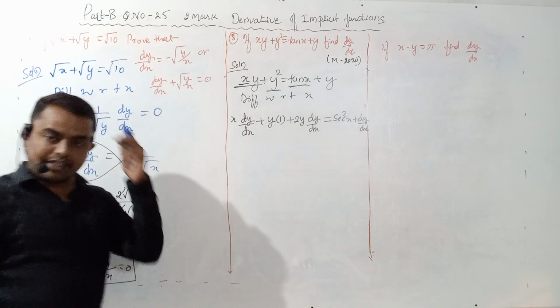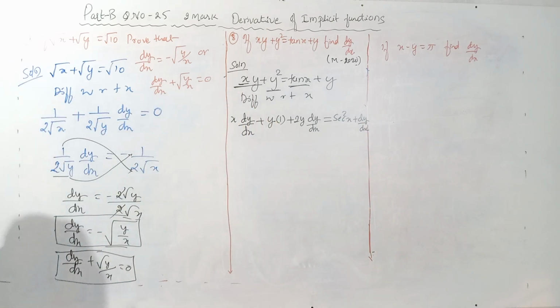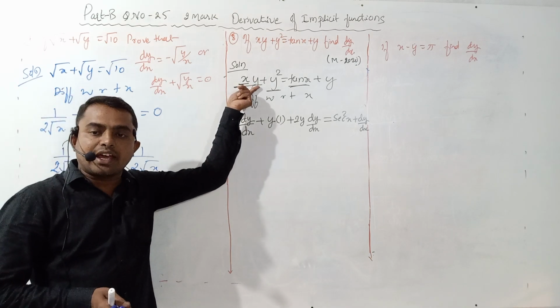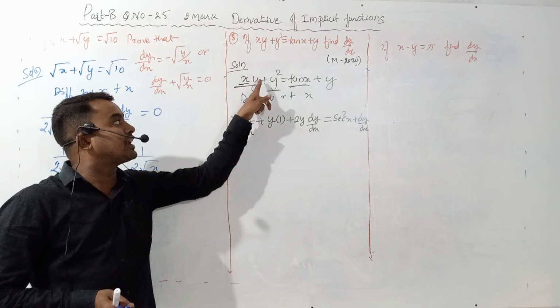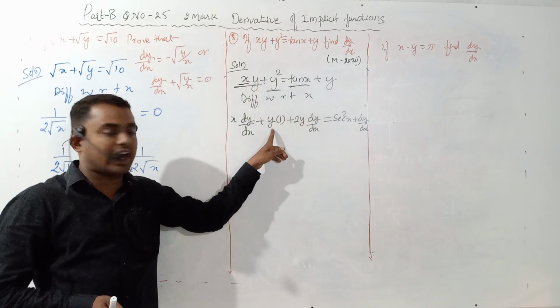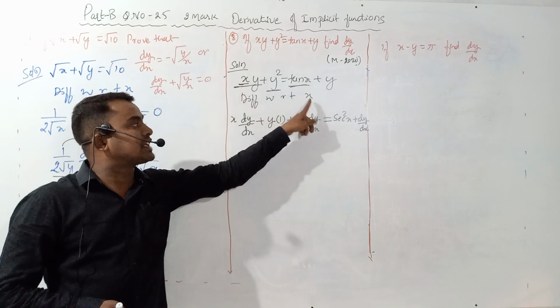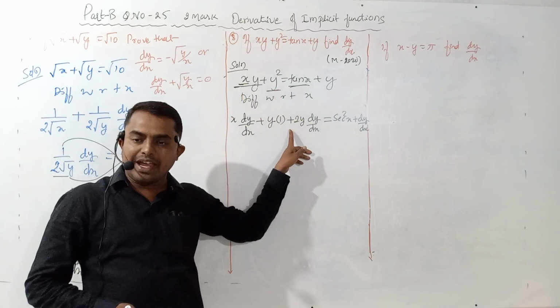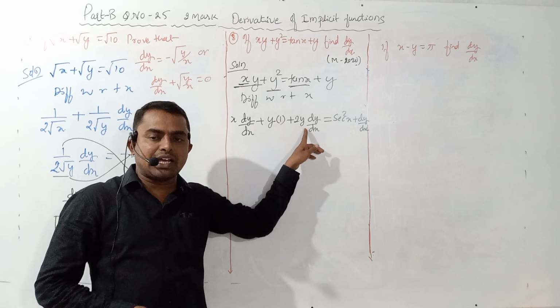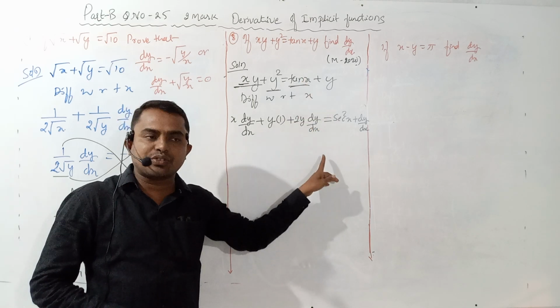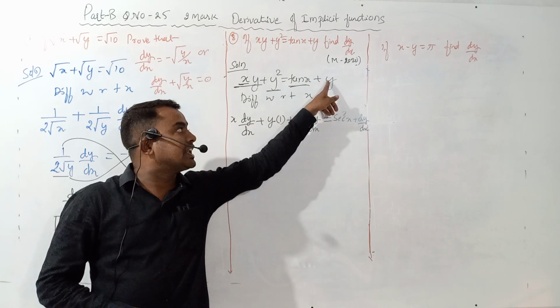Yes. Once again, see here, x into y, product rule we are applying here. x as it is, derivative of y with respect to x is what? Dy by dx, plus y as it is, derivative of x with respect to x is what? 1. Derivative of y square is what? 2y, derivative of y is nothing but dy by dx, is equal to derivative of tan x, sec square x, plus as it is, derivative of y is what?